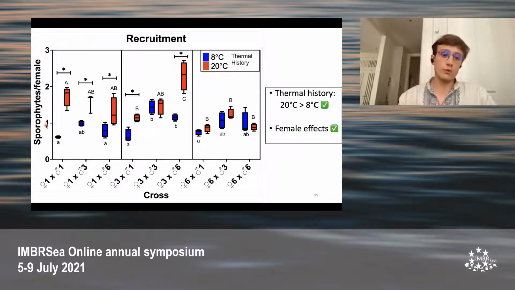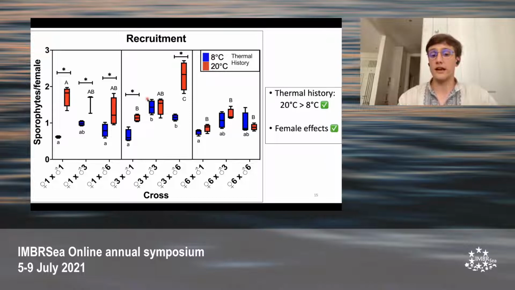Finally, looking at recruitment, this time on the y-axis, we have the number of sporophytes per female. And what we realize is that once again, in female number 1 and female number 3, 5 out of 6 crosses show better results when coming from a 20 Celsius thermal history.